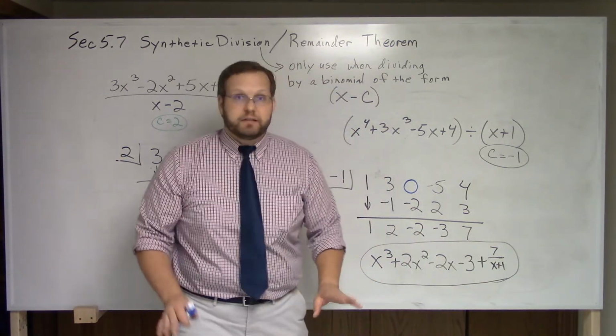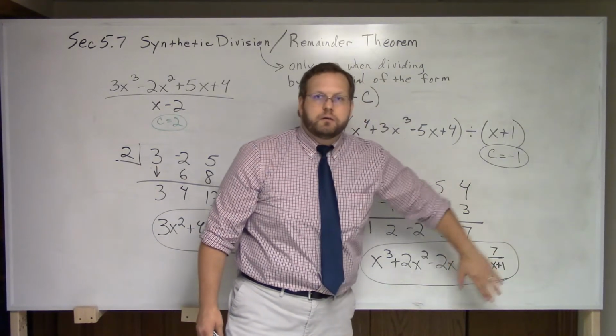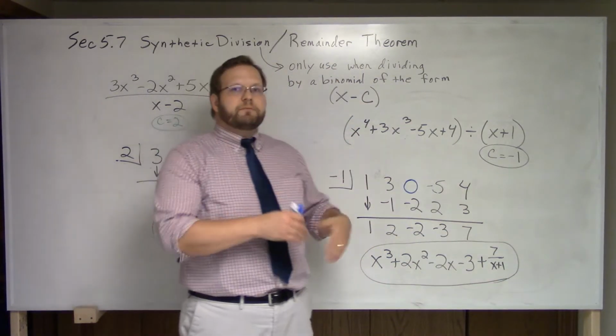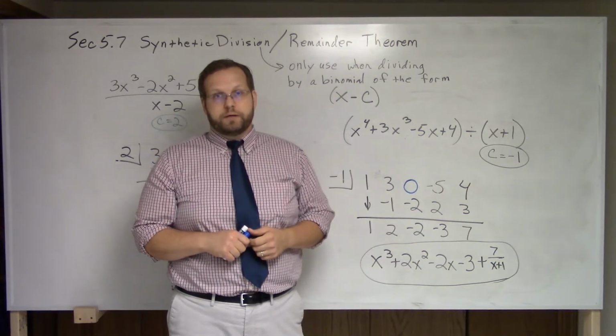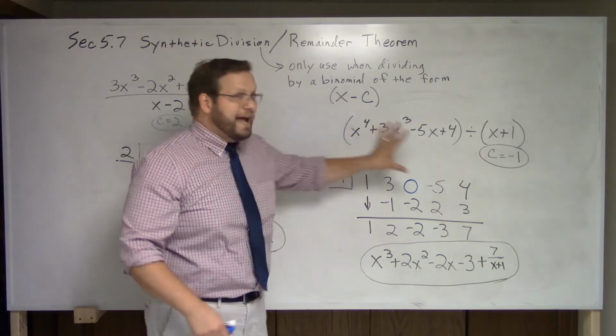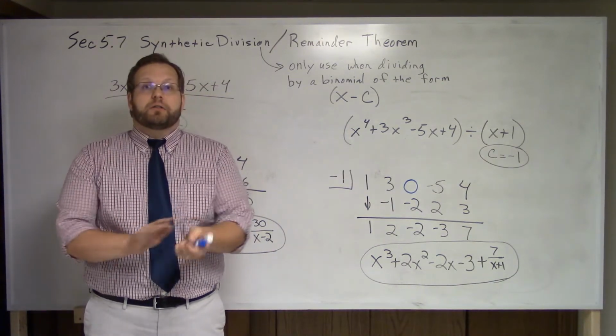If it divides evenly, you should end up with a 0 there, and then you just leave that last part off. Okay? Don't just say, well, there was no spot for it, so there must not be a remainder. There has to be a 0 there waiting for you. Okay? So that is synthetic division. Last thing I want to do is talk about the remainder theorem.